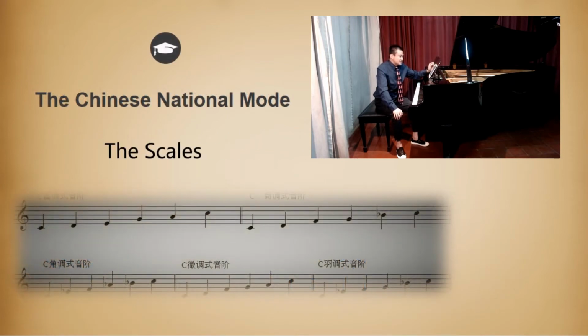Each note of the pentatonic scale can be used as the tonic to form a pentatonic mode. Let's take C as the main pitch as an example. Gong mode: Gong, Shang, Jue, Zhi, and Yu. Interval relationship: major second, major second, minor third, major second.